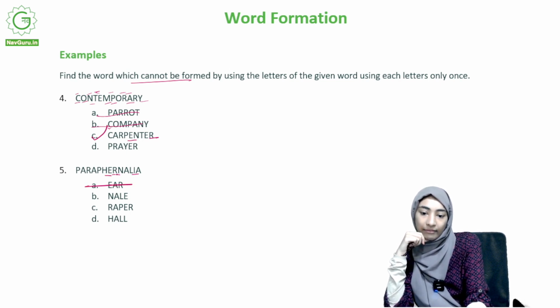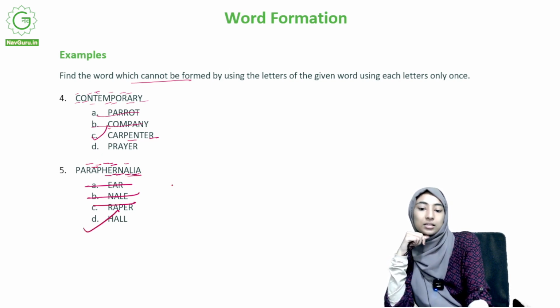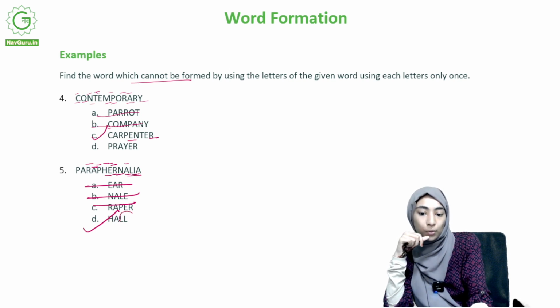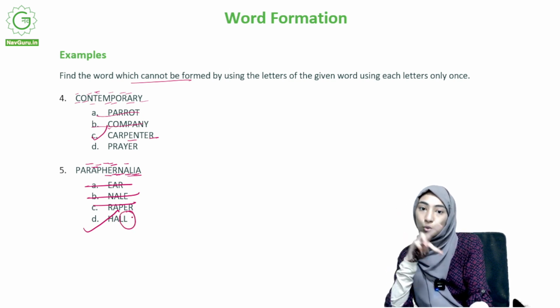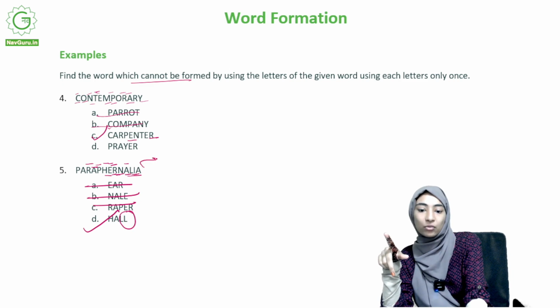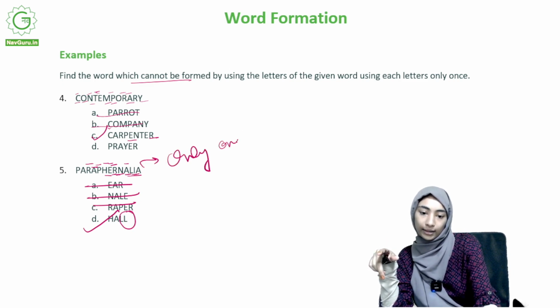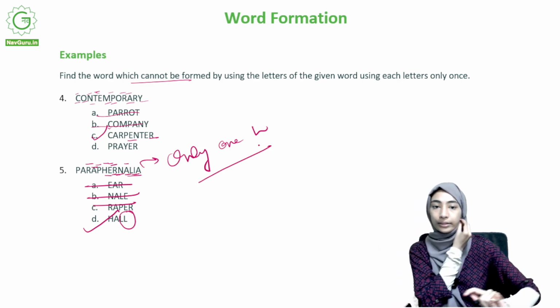Paraphernalia: ear, you have E-A-R, so it's not ear. Nail, you have N-A-L-E, so it's not nail. Paper, you have P-A-P-E-R, not this. Hall, this is the answer. Why? Because you need two L's for hall. You only have one L here. Only one L. So that is the reason, right?